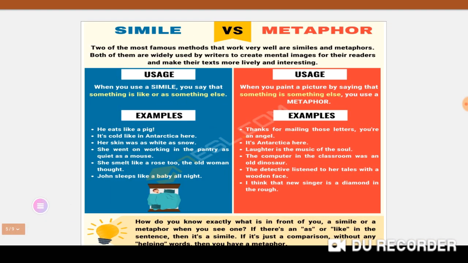And here is a hint. How do you exactly know what is in front of you, a simile or a metaphor? When you see one, the main thing to identify a simile is using like or as. So if there is an as or like in the sentence, then it's a simile. If it's just a comparison without any helping words, then you have a metaphor, like using maybe the verb to be.